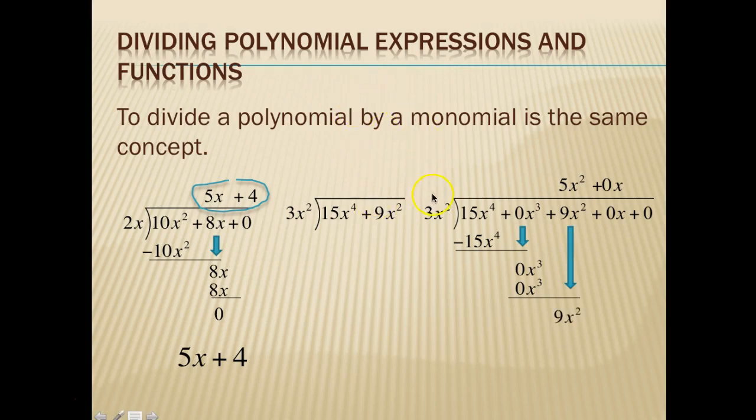How many times will 3x squared go into 9x squared? 3. We multiply, we subtract, and we bring down. Since we're at the end of our polynomial, you know you are finished. You can bring down 0 and 0, but you will just end up with plus 0 plus 0. And there's our answer.